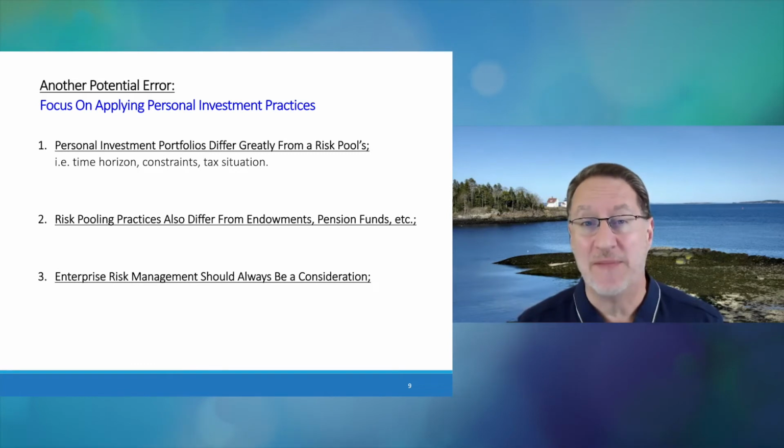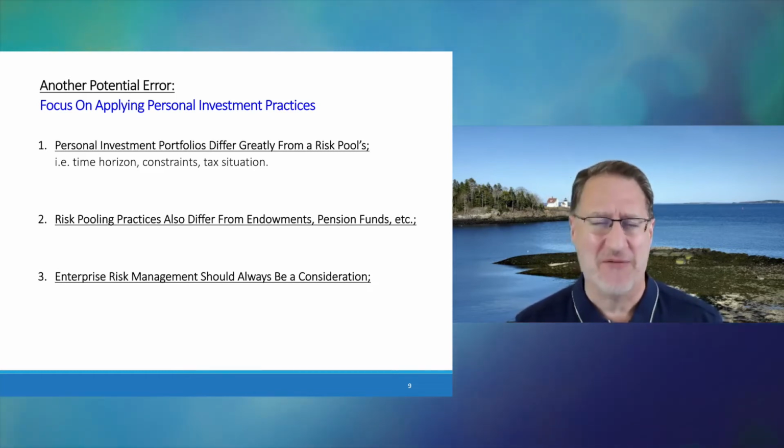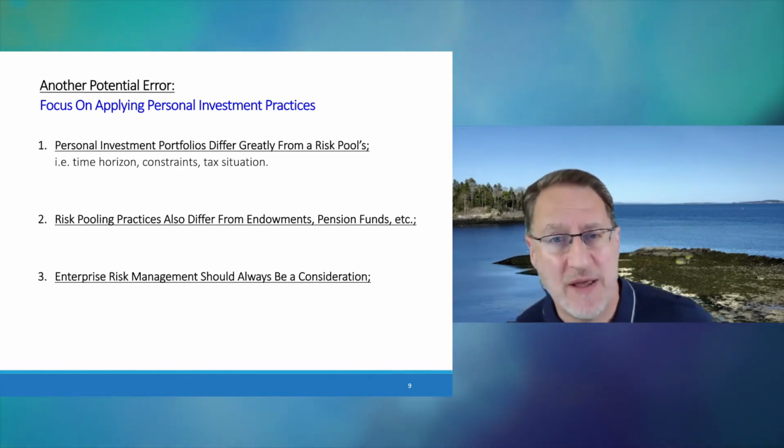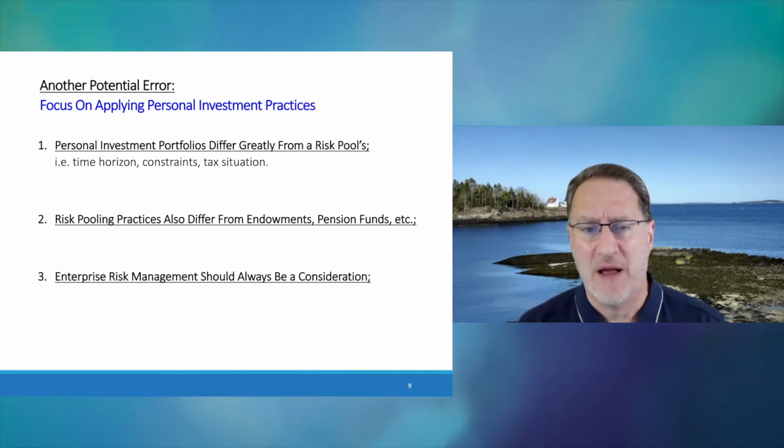And so three things come to mind. Number one, personal investment portfolios differ greatly from risk pools. We have time horizon differences, constraints, tax situations. There isn't a tax situation for pools. That's a great asset for pools, given what we could do in various asset classes if they're available. Number two, risk pool practices dramatically differ from endowments and pension funds. We've had a number of trustees over the years that have experience in those areas or sit on boards and committees in their states on those very different organizations.